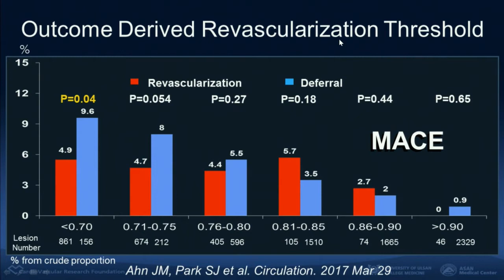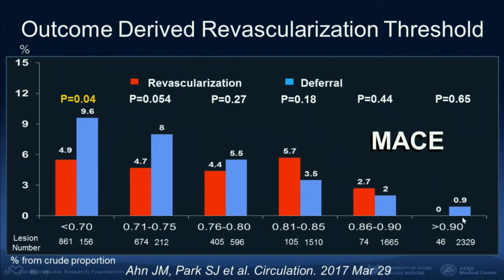In addition, this ischemic threshold could be translated to the outcome-derived revascularization threshold. So last year, we published the data. About 5,000 patients, we evaluated the MACE according to the FFR category: more than 0.90, between 0.86 and 0.90, 0.81 and 0.85, 0.76 and 0.80, 0.71 and 0.75, less than 0.70. Red bar is a revascularized region event. Blue bar, different region event, according to the category of FFR.